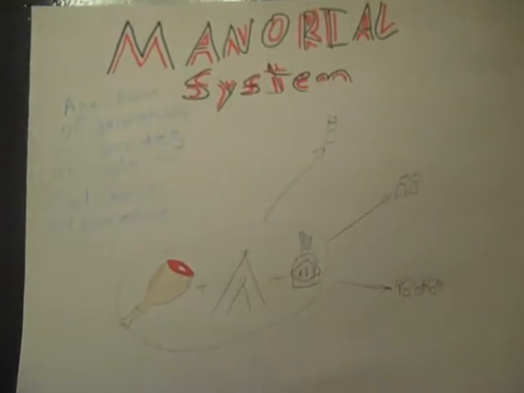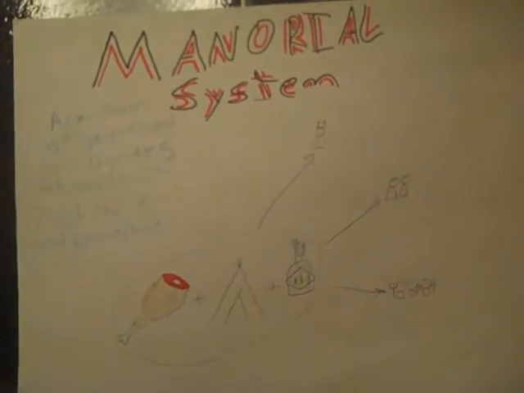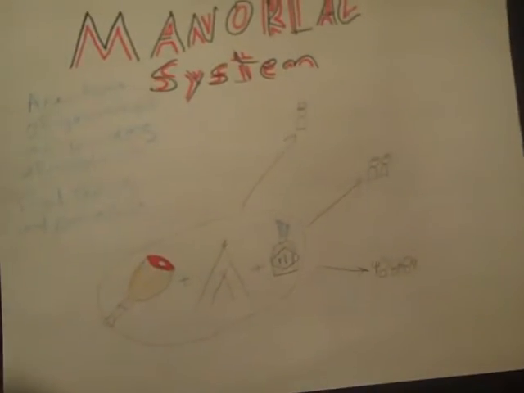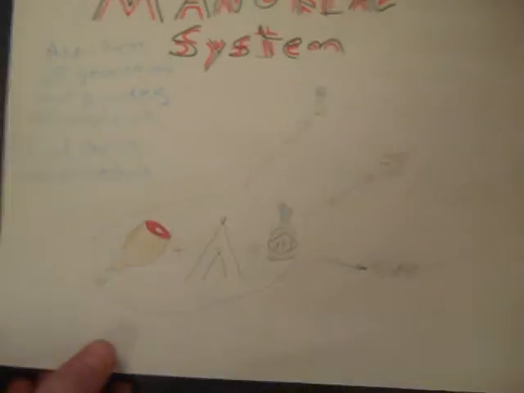Manorial system. A new form of government that provides all people with food, shelter, and protection. There's the manorial system.